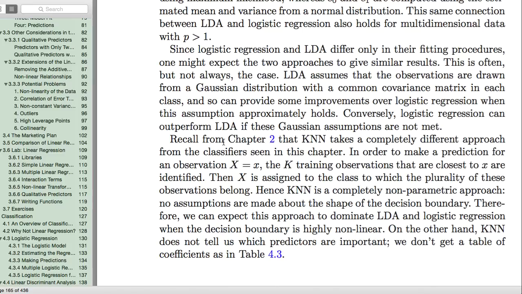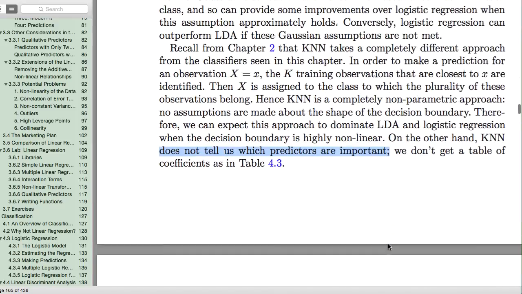Both can fit much more complicated models. K-nearest neighbors is completely non-parametric. So if the boundary is highly nonlinear, if the decision boundary is really weird, then we can expect k-nearest neighbor to dominate. But k-nearest neighbor is completely non-parametric, so it doesn't tell us anything about the predictors. It's very much black magic.